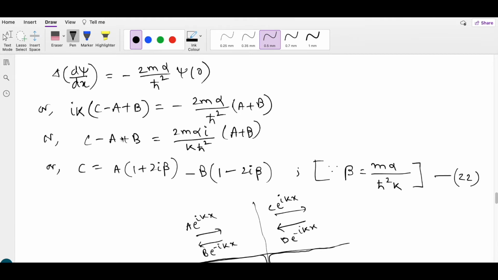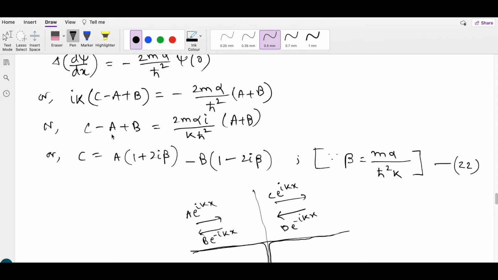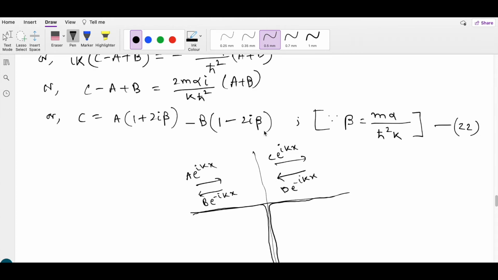And now just simplify this equation to get the value of c. So I am just transferring the constant ik to the right hand side of the equation, and then taking a and b to the right hand side of the equation, and just simplifying it. And here the value of beta is m alpha by h bar square k. I just used the constant beta to simplify the equation, and it looks neat and clean in this form.